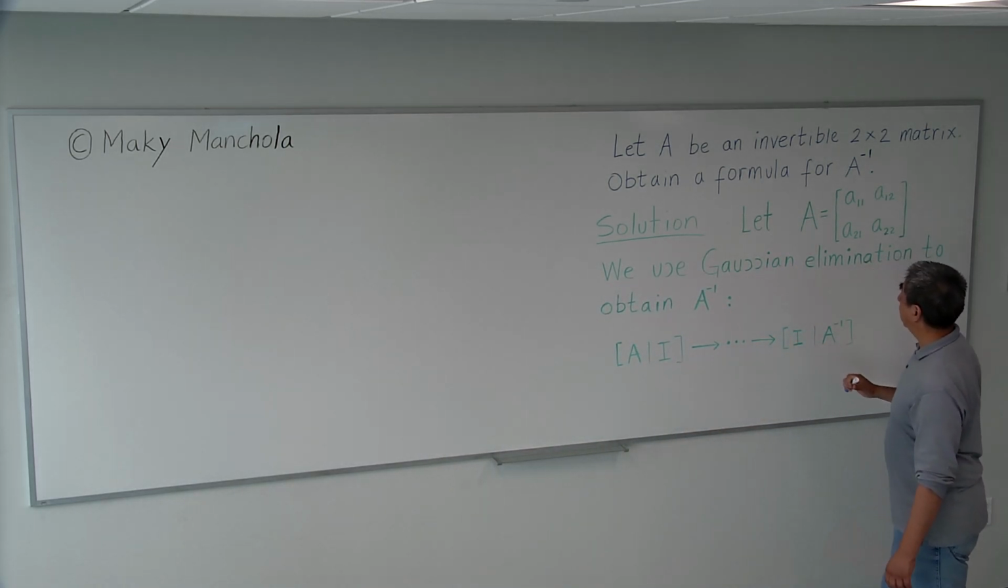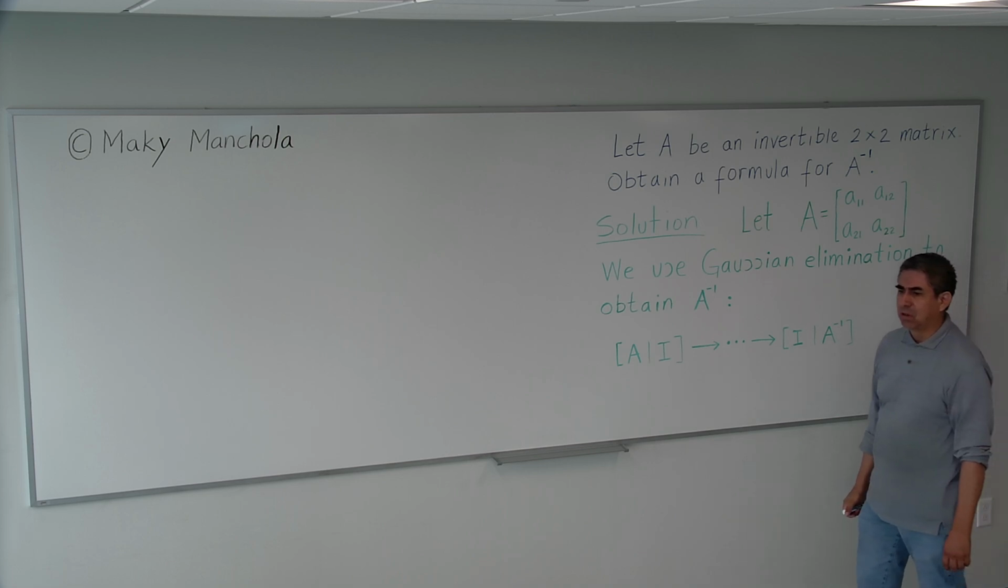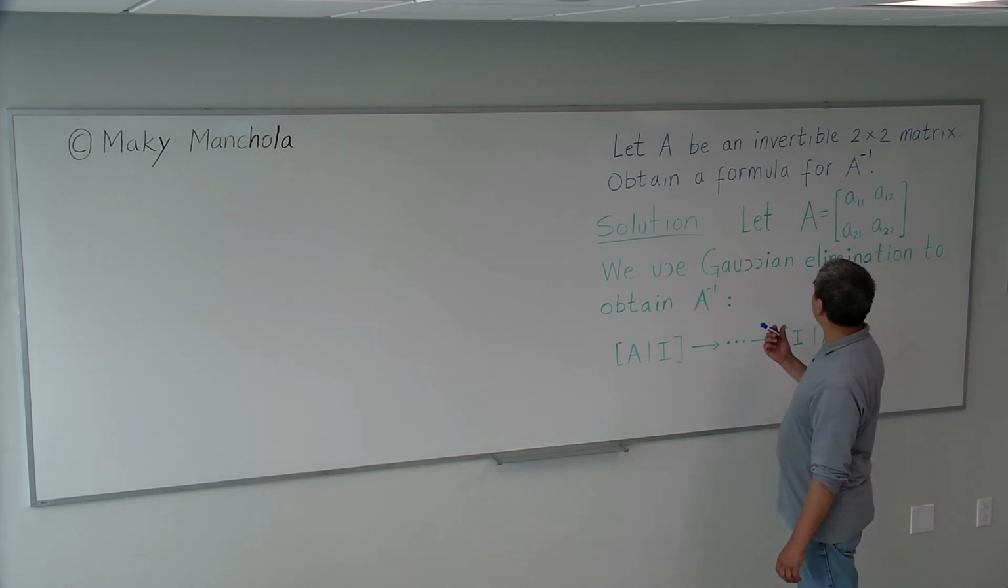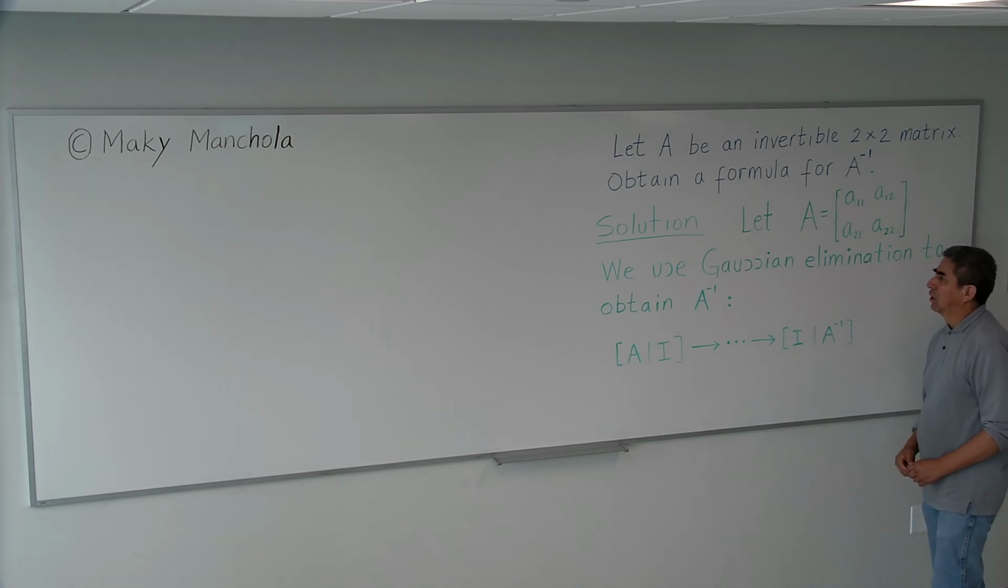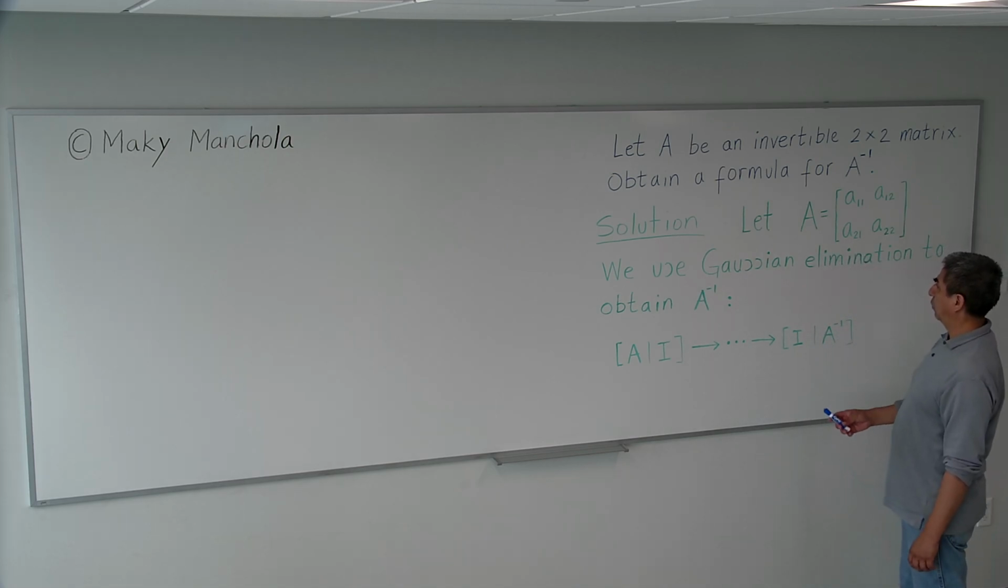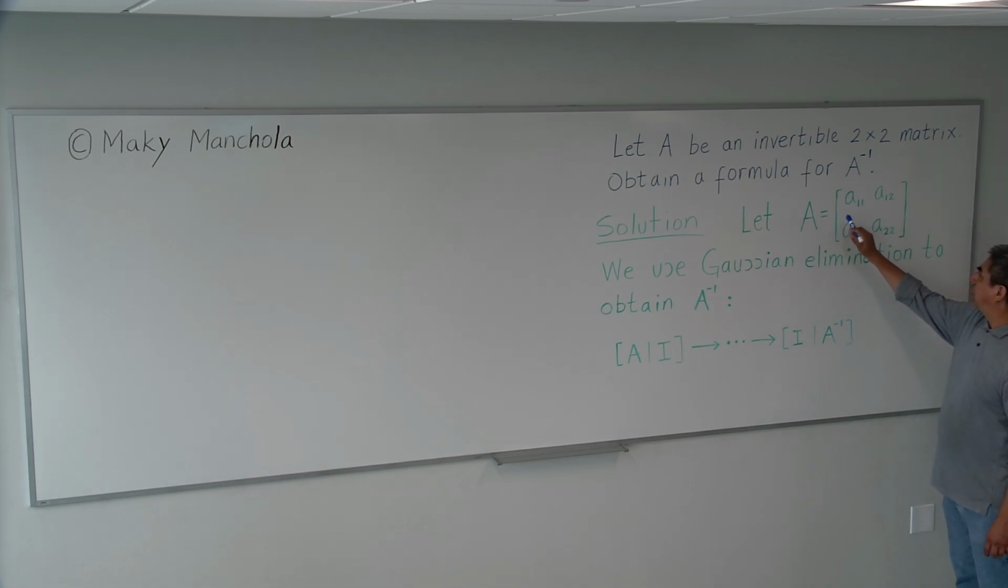Let A be an invertible 2 by 2 matrix. Let's obtain a formula for the inverse of A. Our solution goes as follows. We let A be the matrix with 2 rows and 2 columns. We use Gaussian elimination to obtain its inverse.